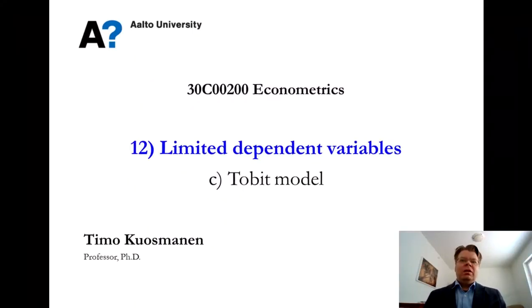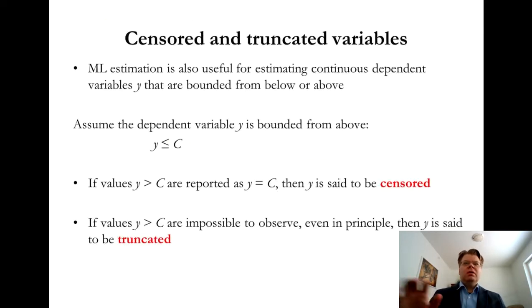As the third and final topic on the limited dependent variables, I will introduce the so-called Tobit model, which can be used for modeling censored or truncated dependent variables. So let's see what this truncation and censoring really mean.